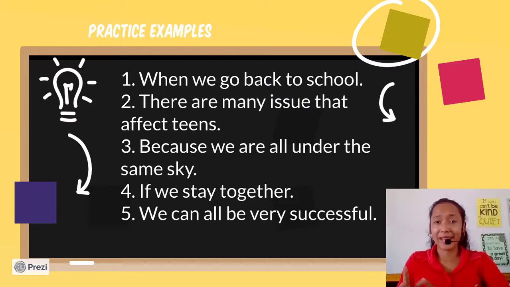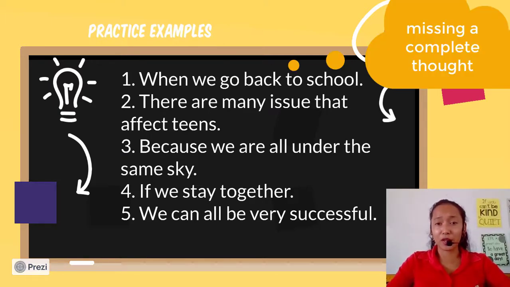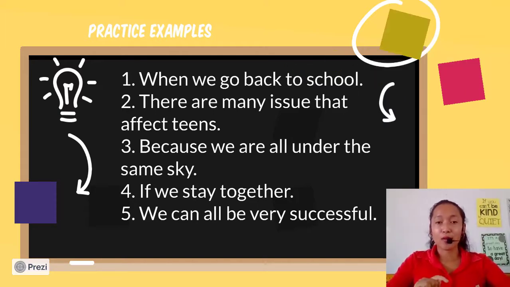Now, with that said, let's take a look at number one. Number one says, when we go back to school. It has the subject we, has the verb form go. Is it a complete thought? No, it's not a complete thought. It leaves you in thought, right? It leaves you questioning. So that particular example is a dependent clause.